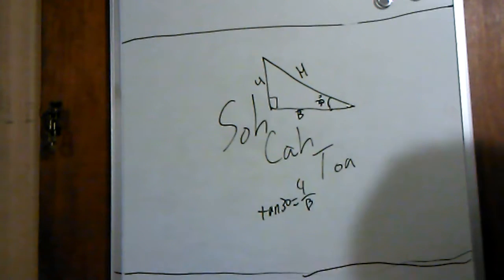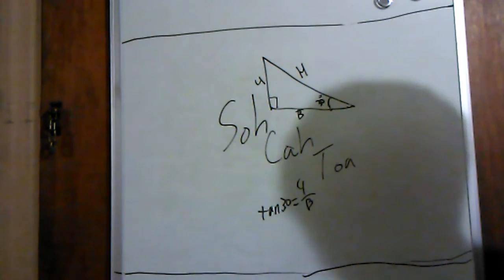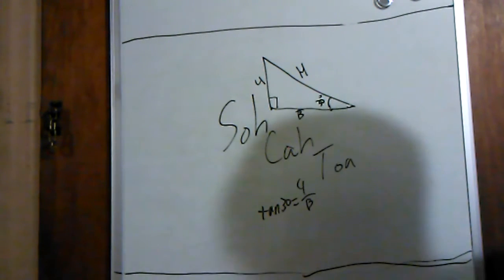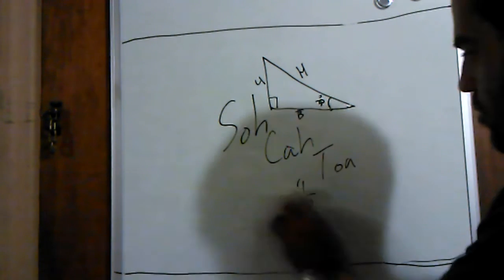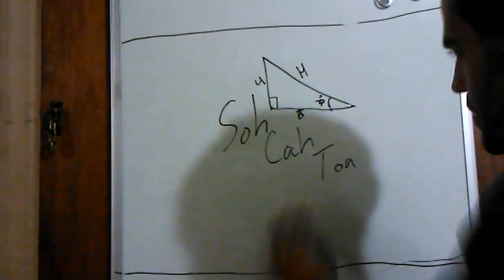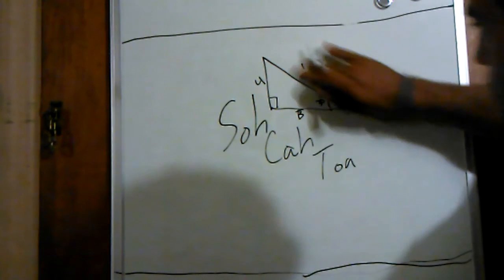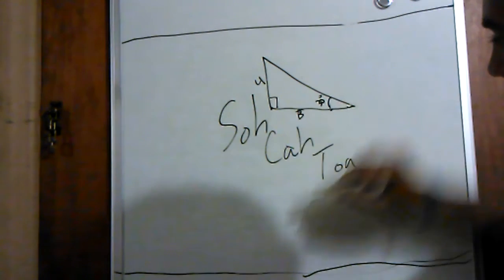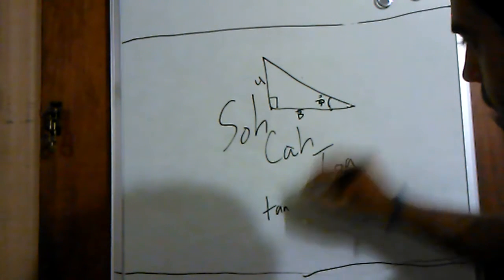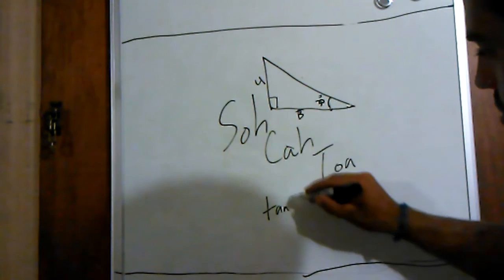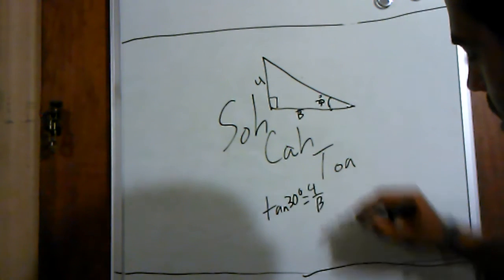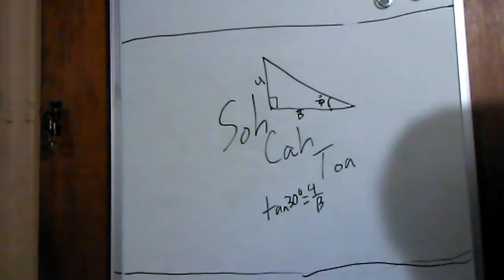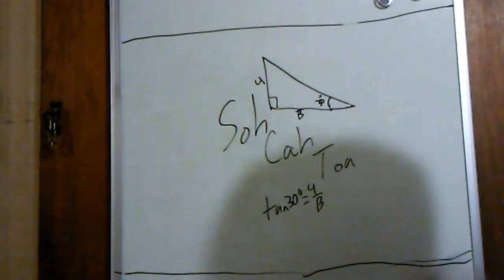So in some situations, it depends on what they give you which one you use. What would be a situation where you would need to use the tangent? Let's say they gave you the length of this side and wanted you to give back the length of that side. Well, the tangent of 30 degrees equals 4 over b. Then you're going to do the same math we did before. So it would come back around. It would be b equals 4 divided by the tangent of 30.